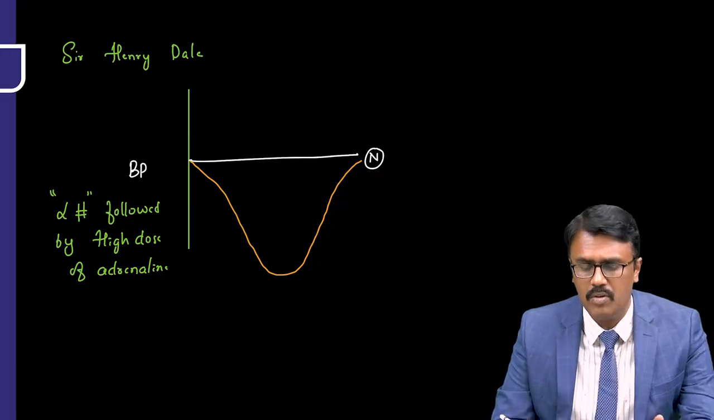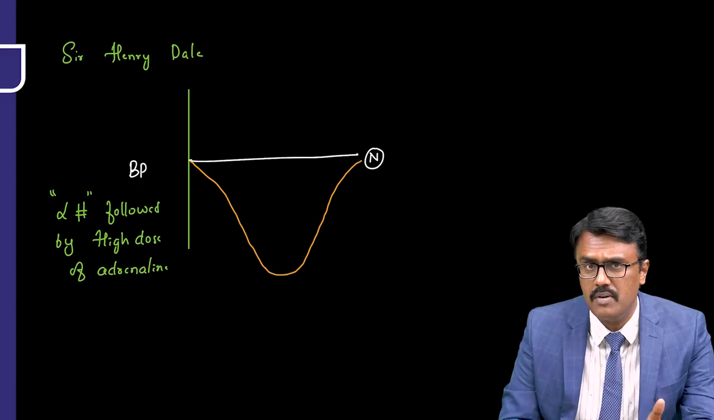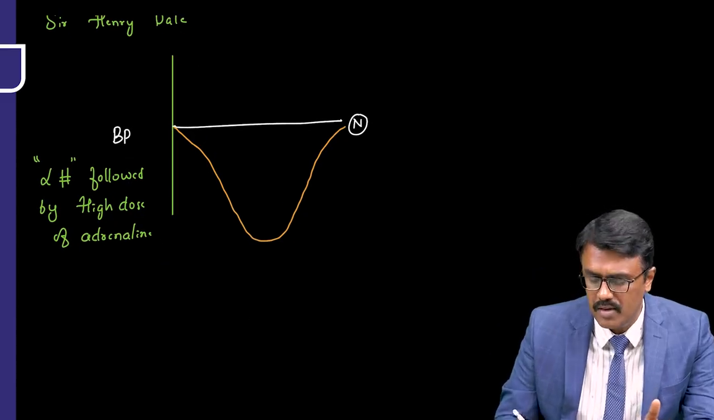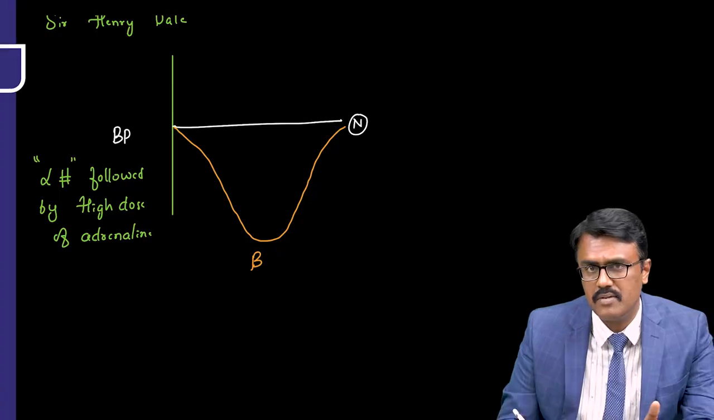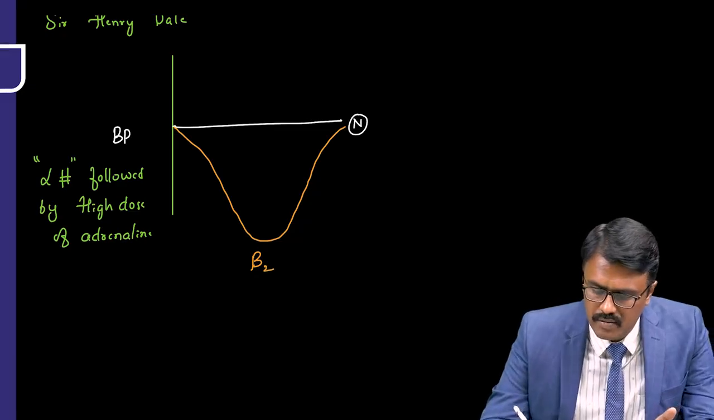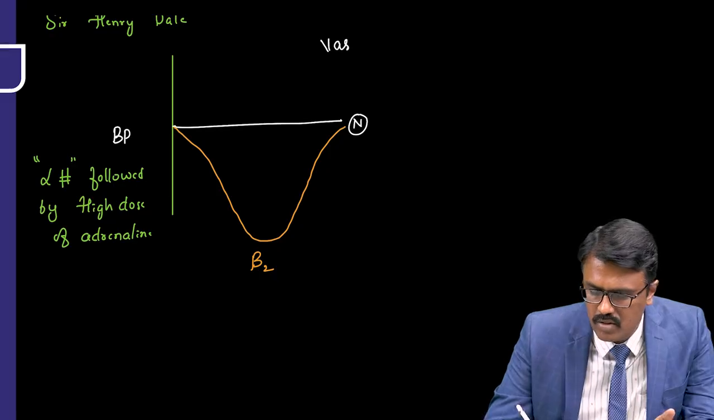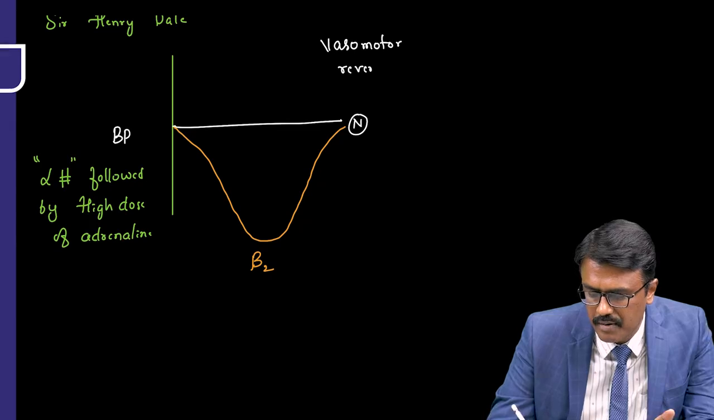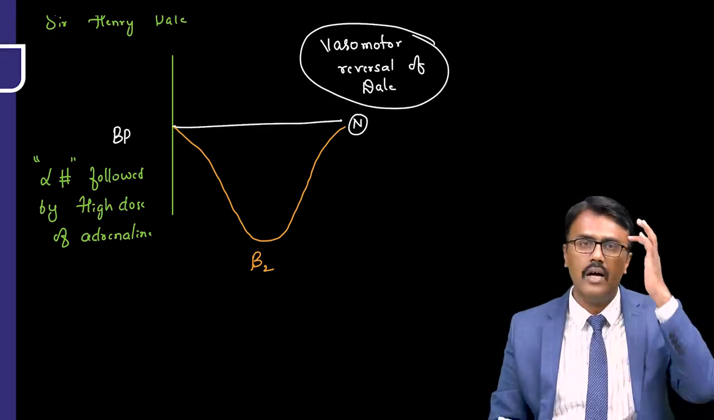So he then found out there are certain receptors which are responsible for decreasing the BP. That led to the discovery of the beta receptors. So this is because of beta 2 action only. And this phenomenon was called as vasomotor reversal of Dale, where you see only fall in BP because already alpha is blocked.